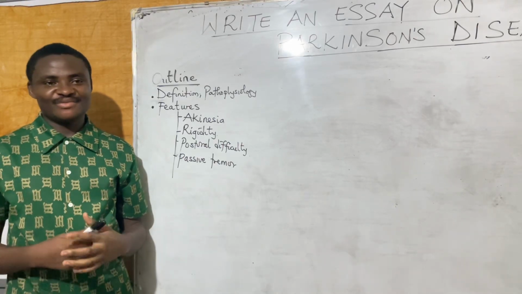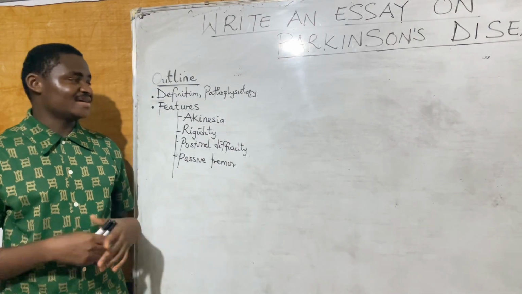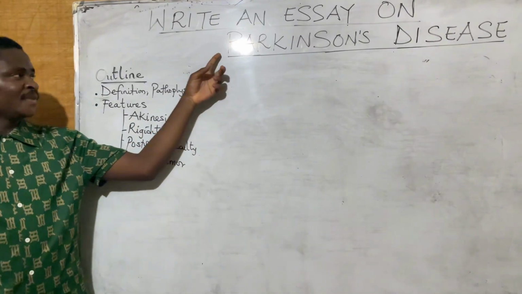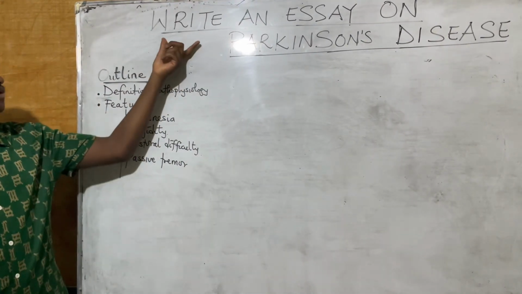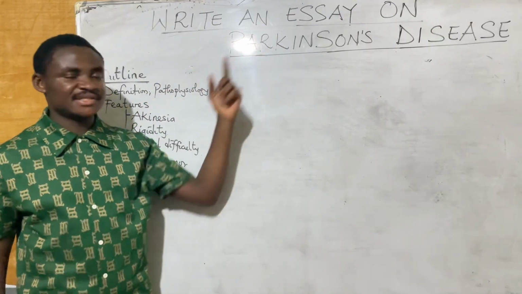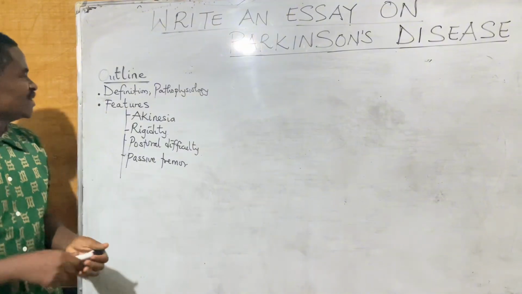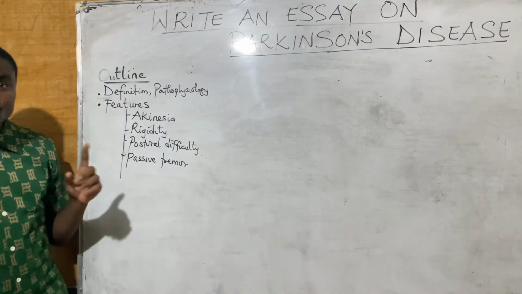All right. Welcome, you all, to another discussion of our essay series in motor physiology. Today we are going to be writing an essay on Parkinson's disease. This is a short question for likely 5 or 10 marks. This is the outline I want you to work with.